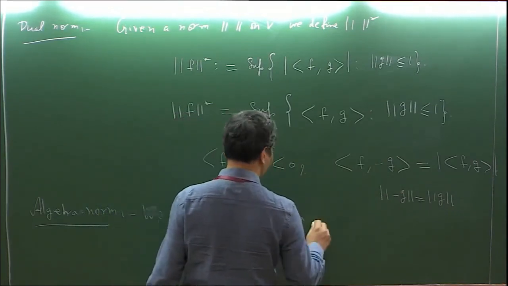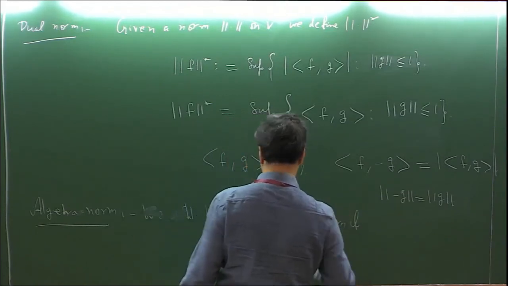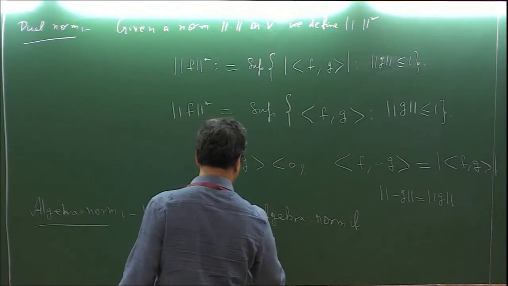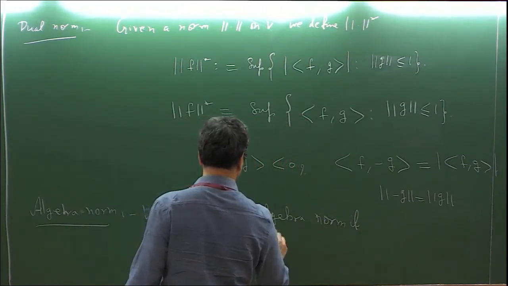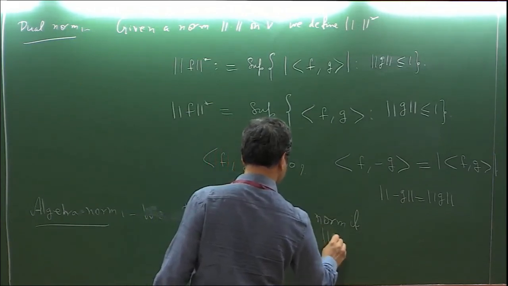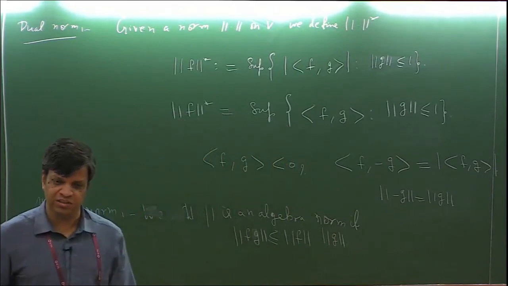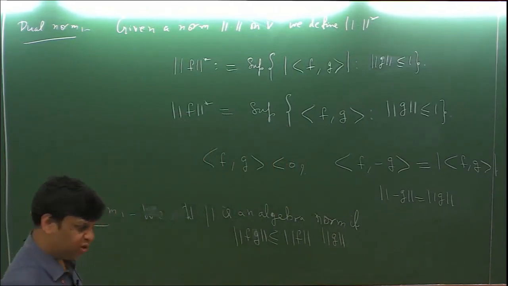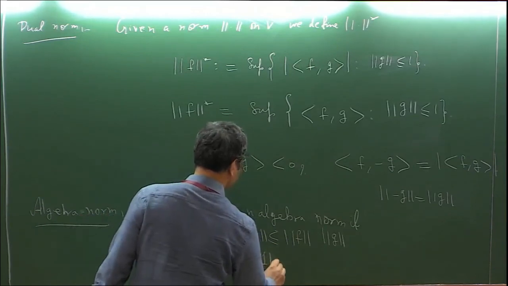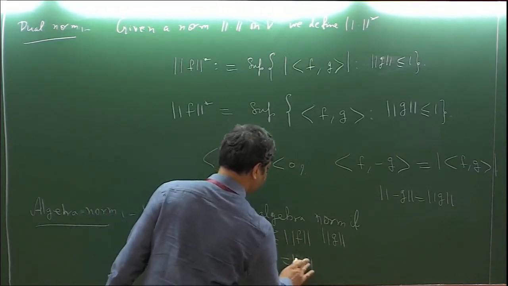A norm is said to be an algebra norm if two things happen. First condition, the norm of the product is less than or equal to the product of the norms, and the norm of 1 is equal to 1.